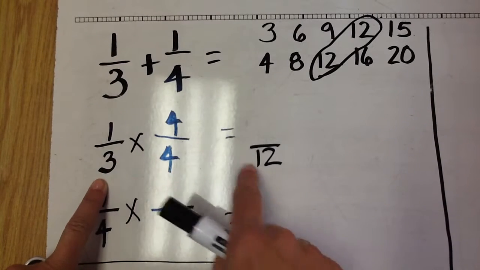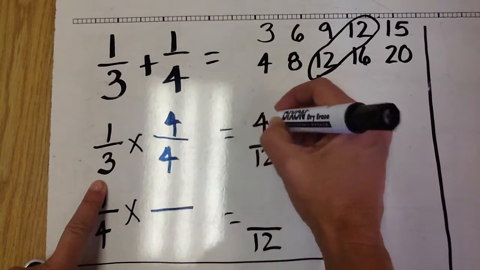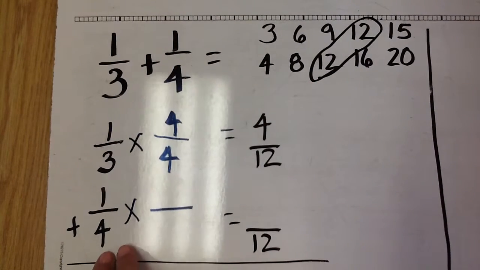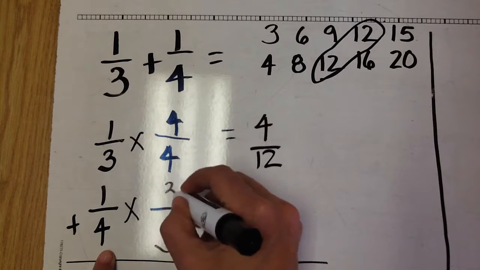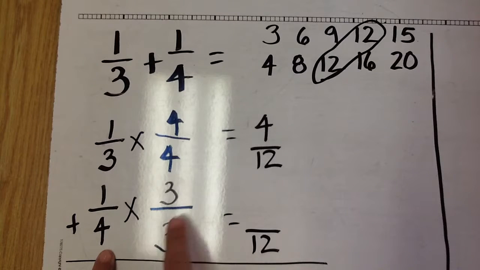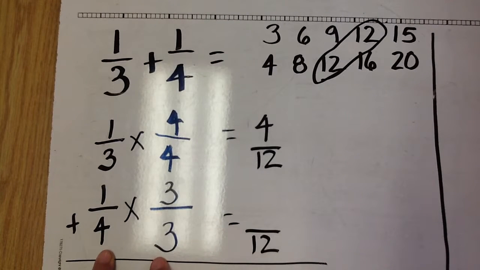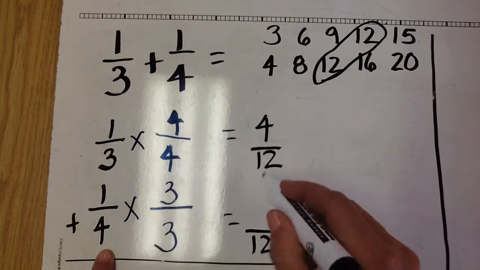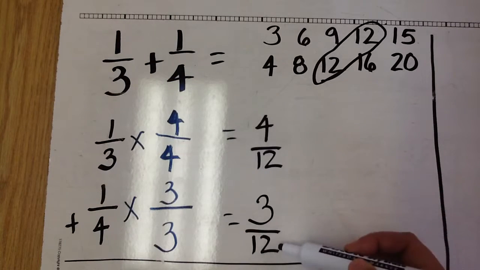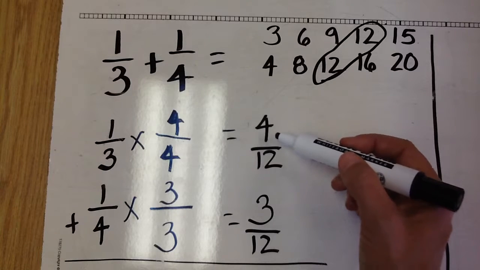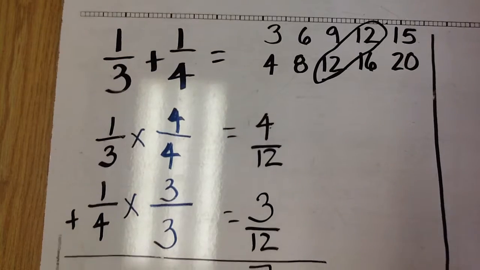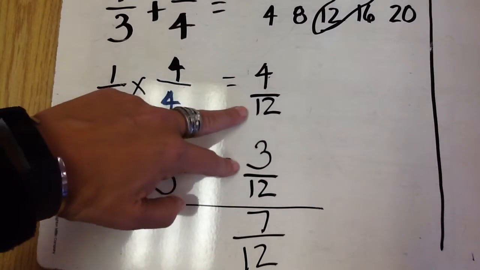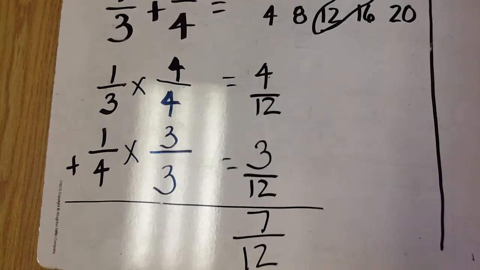So 3 times 4 is 12, and 1 times 4 is 4/12. So here, for 1/4, I know that 4 times 3 will give me 12. So that means I'm going to multiply 1/4 by 3/3. Again, a fraction that's equal to 1. So 1 times 3 is 3. So now that I have the same denominator, I'm ready to add my fractions. So 4 plus 3 is 7. So 7/12. So we do not add our denominators together. We only add the numerators to get our final answer.